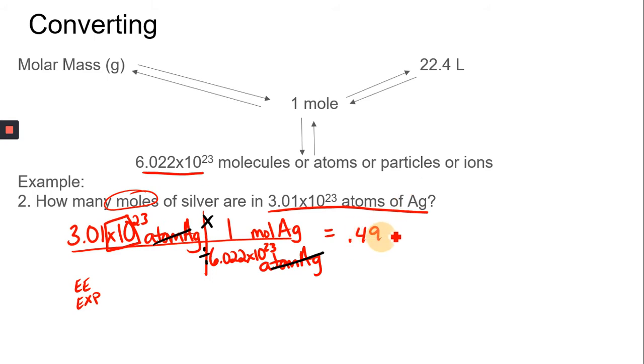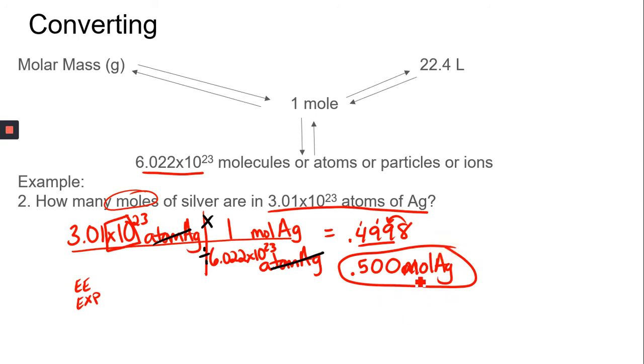Now, our calculator is giving us this number. So if we want to go to 3 places, that 8 is going to round the 9 to a 10, so we'll have to carry the 1. So it changes to 0.500 mole silver. So there's our answer.